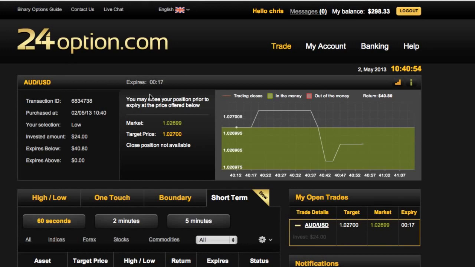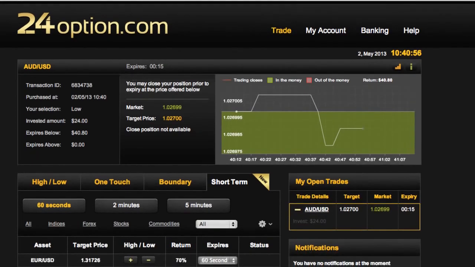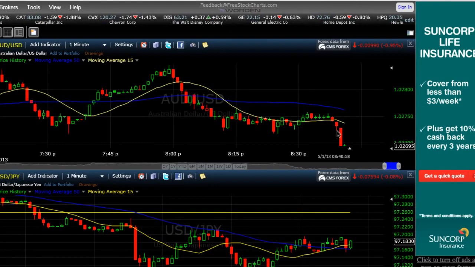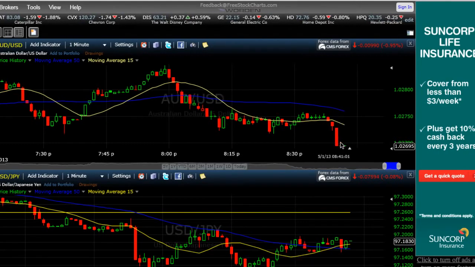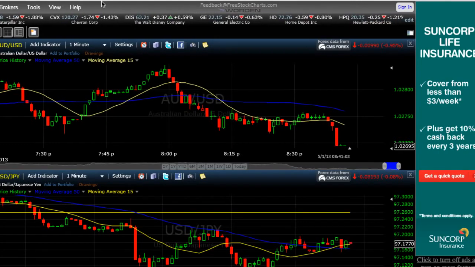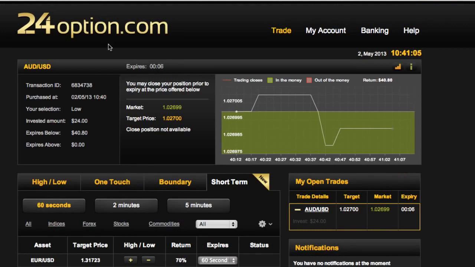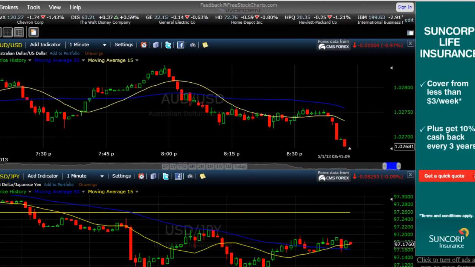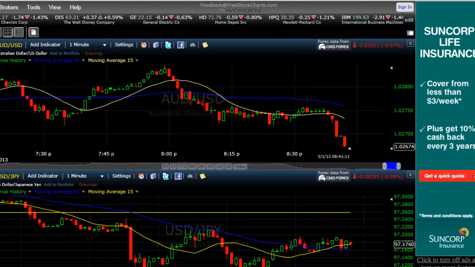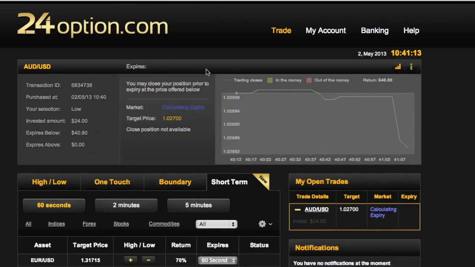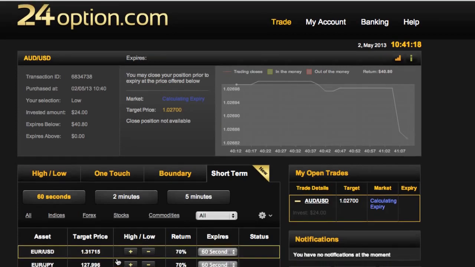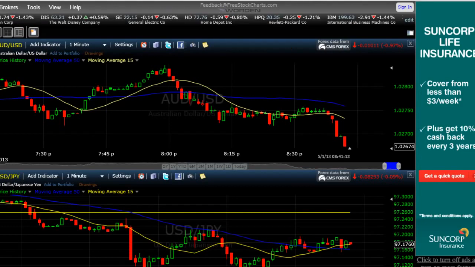So we're following it here. I got in about just near the bottom of this. So it looks like I'm going to win this trade. So I would actually trade again. Okay, so that's one. So based on that outcome, you would actually trade again. So that's a perfect example of a 60-second trade.